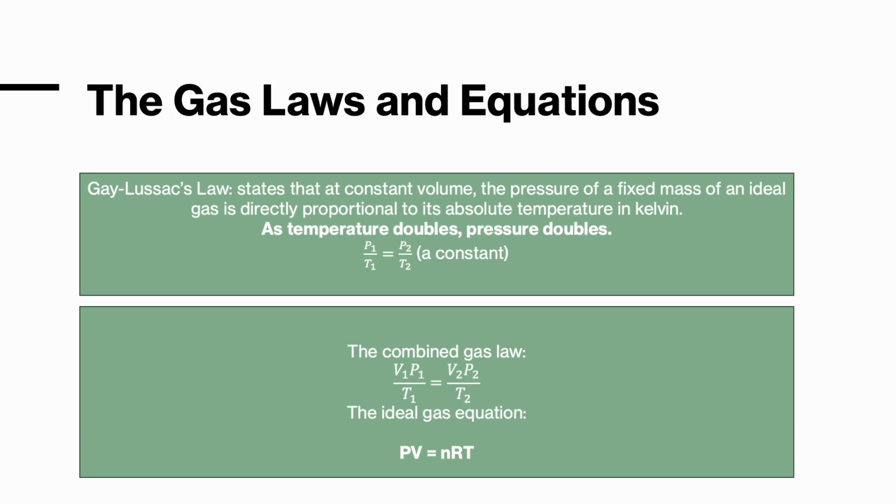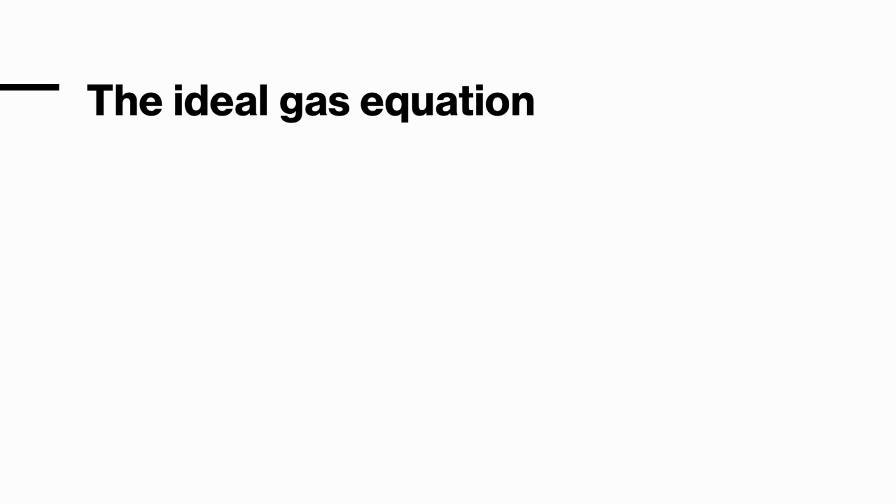So the combined gas law is that volume times pressure divided by temperature equals a constant, which means that volume 1 times pressure 1 divided by T1 equals volume 2 times pressure 2 divided by temperature 2. The ideal gas equation from this is PV equals nRT. This means pressure times volume equals moles times a constant known as R times the temperature.